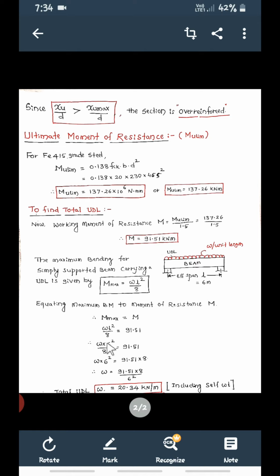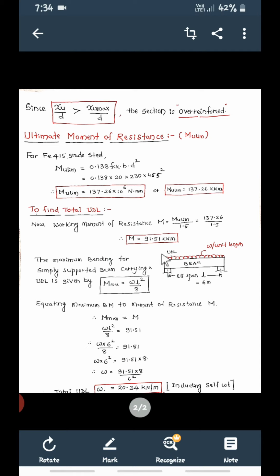So substitute all the values. L is the span, the effective span from the center of this support to the center of that support, given as 6 meter. So W into 6 square divided by 8 is equal to 91.51. So W into 6 square is equal to 91.5 into 8. Therefore W comes out to 20.34 kilonewton per meter, including self weight.